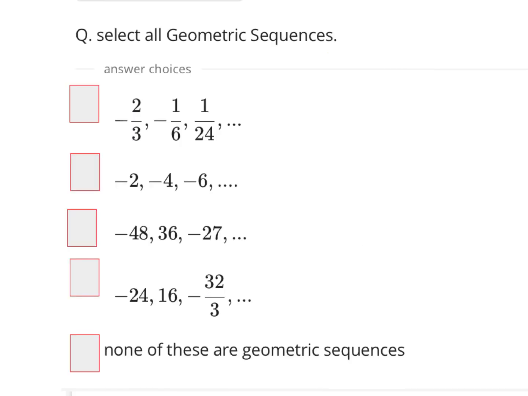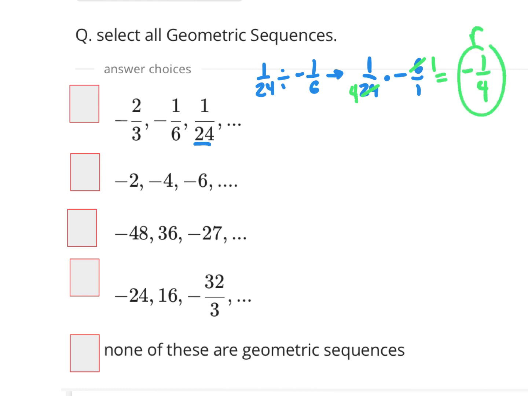They're asking us to select all geometric sequences. So you're going to need a calculator handy, because the only way to find out if this is geometric is that it has to have a common ratio. So on the calculator, I would do 1 over 24 divided by negative 1/6. Or by hand, 1 over 24 times the reciprocal, negative 6 over 1. And when you do that, I could clearly see that the 6 and the 24 reduce down. 6 divided by 6 is 1, 24 divided by 6 is 4. So we end up with a negative 1/4 as the common ratio, perhaps.